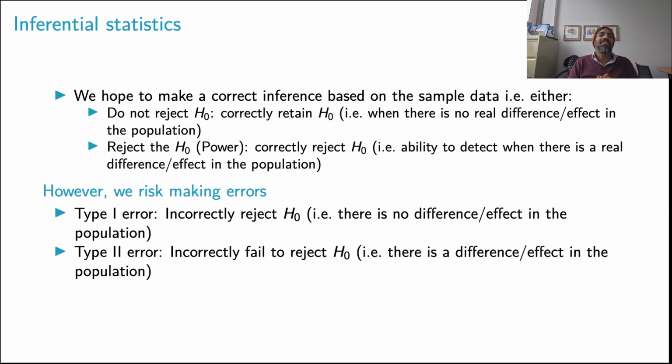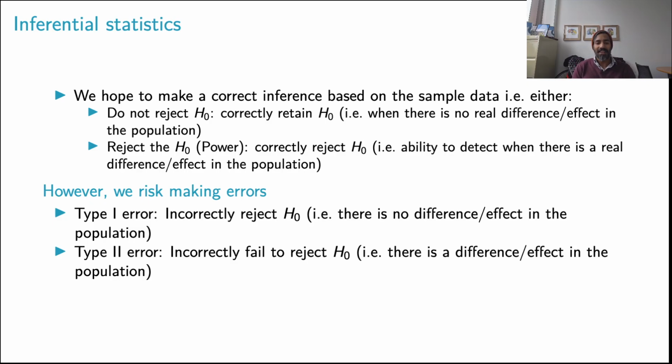So we hope to make the correct inference based on the sample data. So either we do not reject the null hypothesis, so we correctly retain the null hypothesis when there is no real difference or effect in the population, right? Or we reject the null hypothesis, so we correctly reject the null hypothesis, which is the ability to detect when there is a real difference or effect in the population, right?